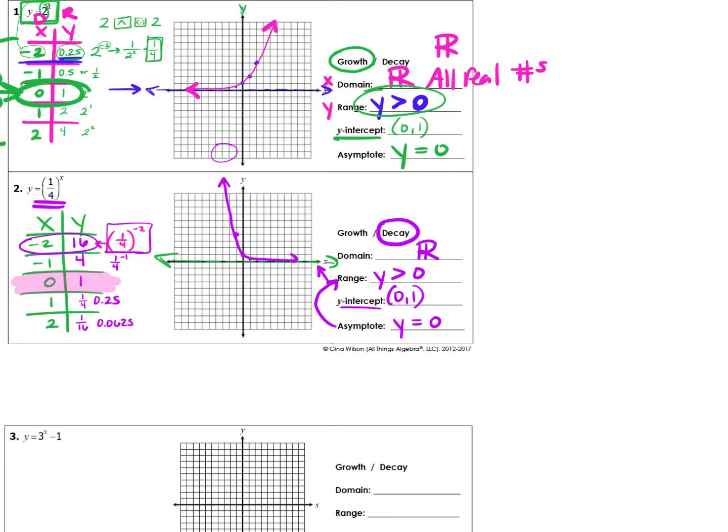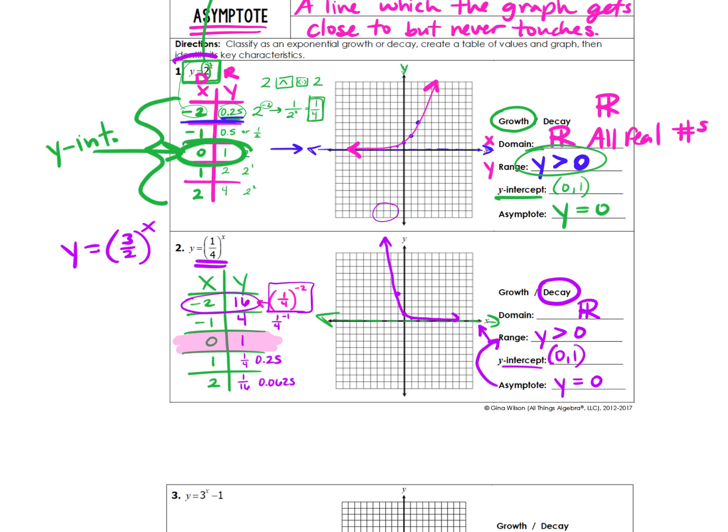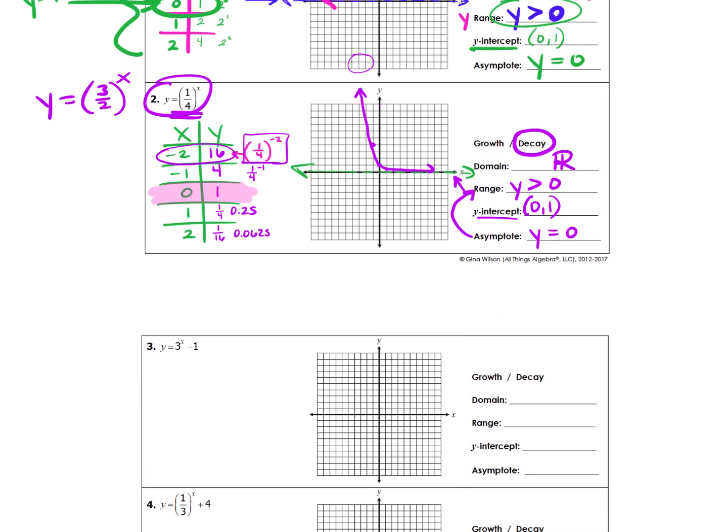Okay? Okay, here's what I want you to see. This was y equals 2 to the x. This is y equals 1/4 to the x. Okay? This one is 3 to the x minus 1. So now there's a new element coming into play here. So we're going to figure out what those numbers are. Remember, you plug in your x values: -2, -1, 0, 1, and 2. And again, your calculator will do this for you.